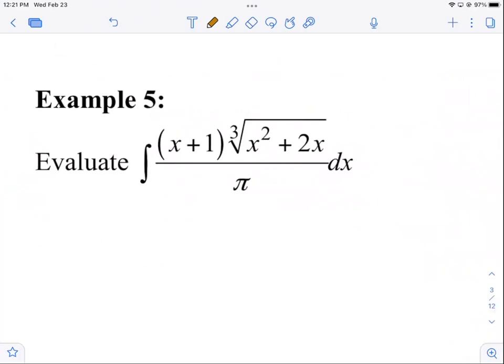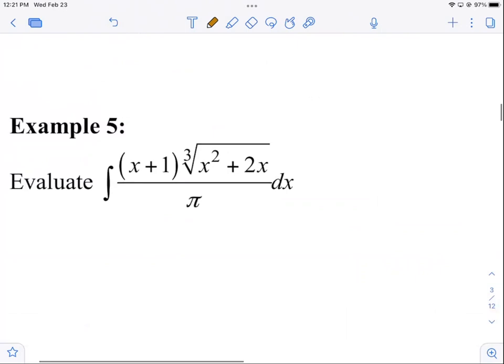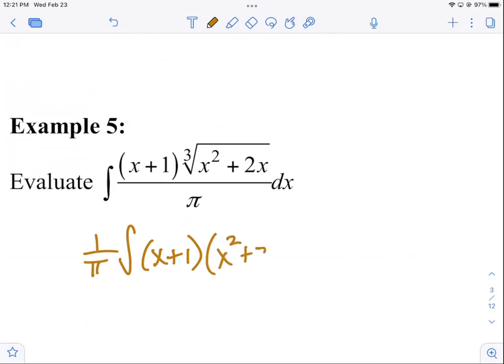All right, so this one, number 5, that's what we're on. You've got a pi in the bottom, so you're dividing by pi. So I would pull that out front as a 1 over pi. You have the product x plus 1, which is already in parentheses. Part of the rewriting, I would take the thing under the radical, x squared plus 2x, and say it's to the 1/3 power.